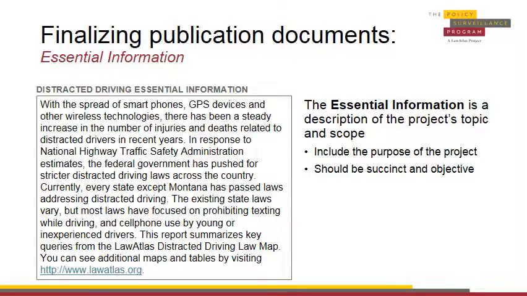The essential information is a description of the project's topic and scope. It describes the purpose of the project and should be succinct and objective. Above, you will find an example of an essential information text as it applies to distracted driving.